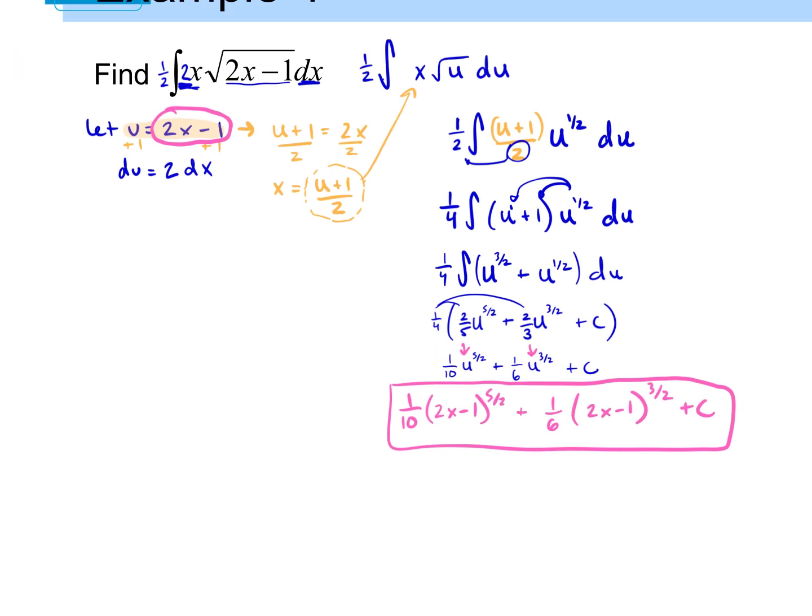So if u and du don't fit exactly into your integral and you still have an x left over, you have to find what x is equal to. So you're going to use what u equals. You're going to find what x is equal to in terms of u, substitute that in, and then simplify your equation to something that you can take the antiderivative of.